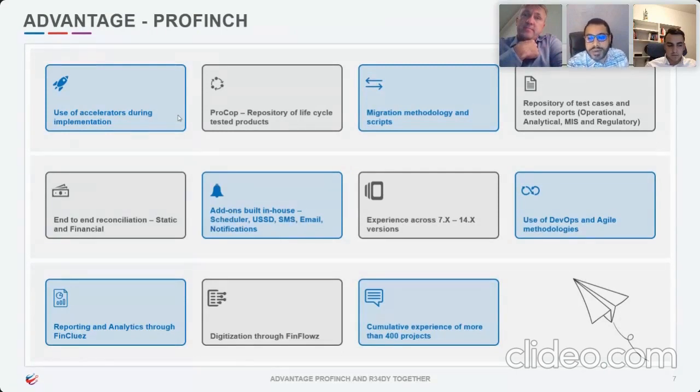We come with a repository of test cases and reports that gives you a step up. You don't have to start from scratch when it comes to an upgrade. Engaging with people like READY and Profinch, that's a huge advantage, right? Along with that, we have migrated from various versions of FLEXCUBE, starting from 7.x to as recent as 12.x. We have migrated various versions of FLEXCUBE to version 14.4.